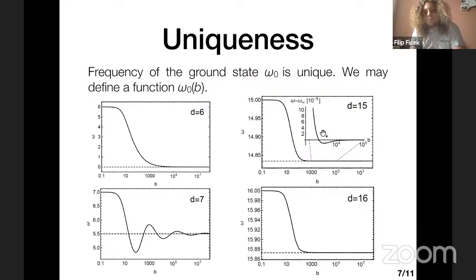But then something surprising happens. In dimension 16, these oscillations vanish. And again, omega of B happens to be a decreasing function. And then in dimension 17 and so on, the situation is the same. So it looks like we obtain these oscillations at dimension 7, and then we lose them in dimension 16. And so this is a pretty interesting result. And as we will see, these dimensions 15 and 16 will come back soon.